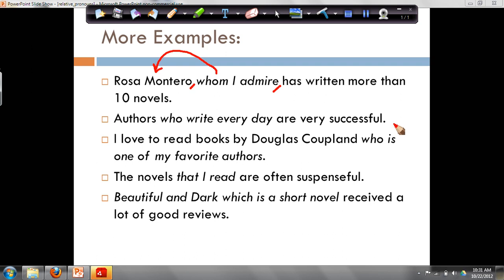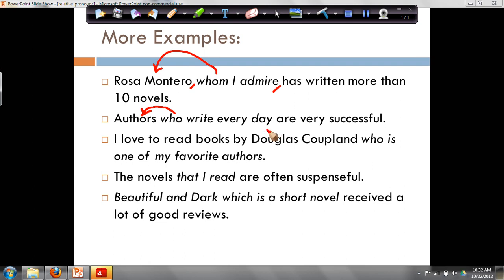Let's look at the next example. Authors who write every day are very successful. So we find our relative pronoun, it's who, and who refers to authors. In this case, we're referring to a general noun. So that means that we need this information. We need this clause for the meaning of the sentence. So we do not use commas.